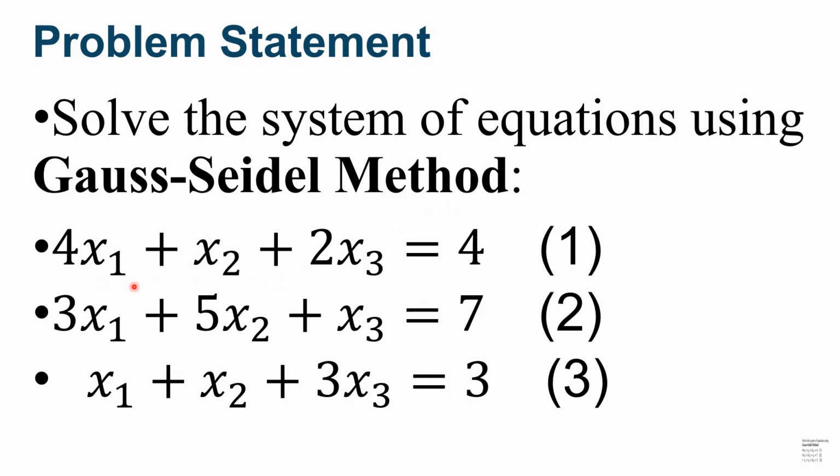For x1 plus x2 plus 2x3 equal to 4, this is equation 1. 3x1 plus 5x2 plus x3 equal to 7, this is equation 2. x1 plus x2 plus 3x3 equal to 3, this is equation 3.